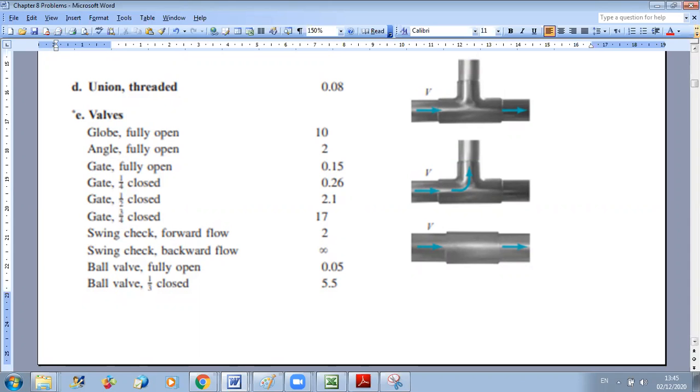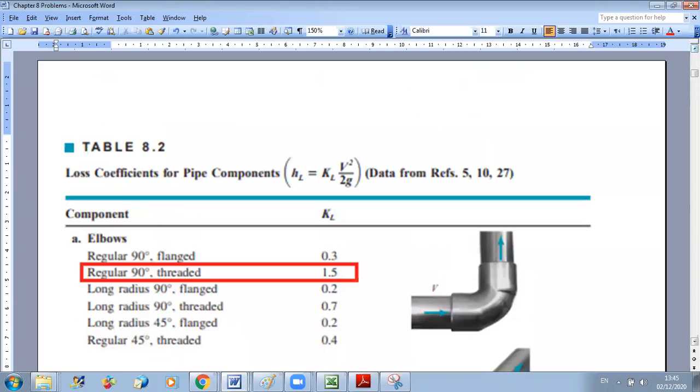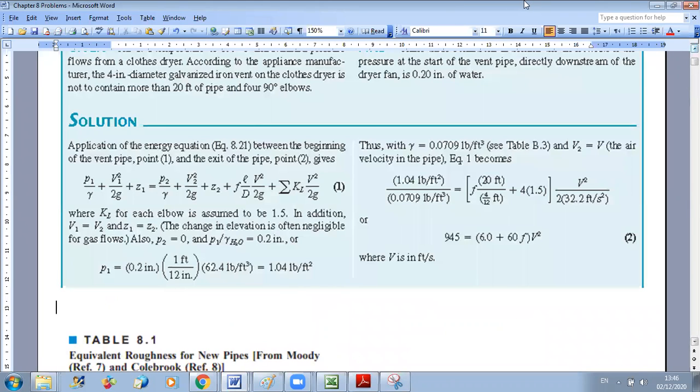So it's very simple. All you have to do, you go to your given, you see what is the name of the accessory. So here they said that we have 90 degrees elbows. Okay, so we selected the corresponding value for KL. Okay, now to continue, we are done with KL, we know it. Okay, now what we will do with this term, F times L over D.